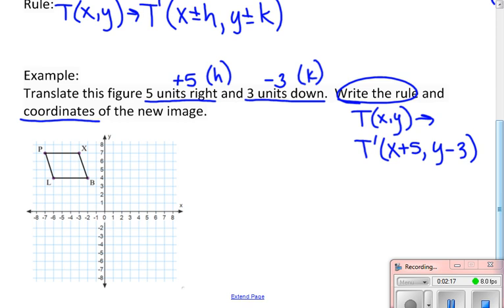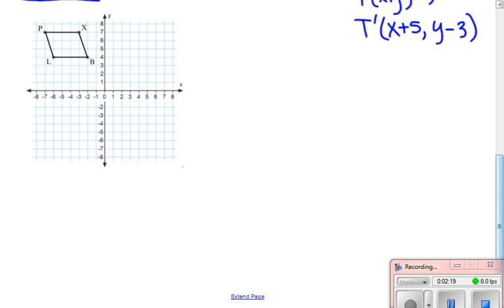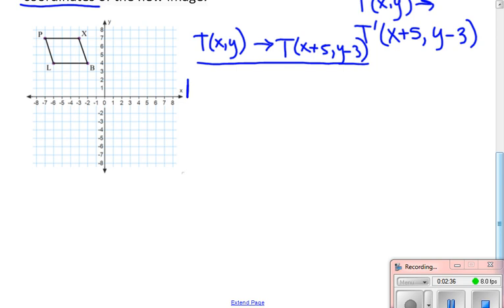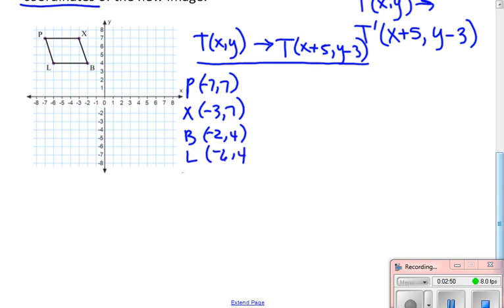One of the ways that I like to do this, because I feel like it helps me keep my notation clear, is I'm going to list my original and my rule and make two columns. So P is at (-7, 7). X is at (-3, 7). B is at (-2, 4). And L is at (-6, 4).